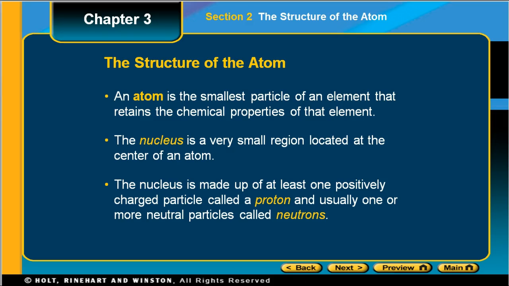Alright, so the structure of the atom is the smallest particle of an element that retains the chemical properties of the element, meaning if you break it down any further, it no longer has the properties of the elements listed on the periodic table. There are particles within the atom, and they can be identified here as the ones I'm going to talk about.